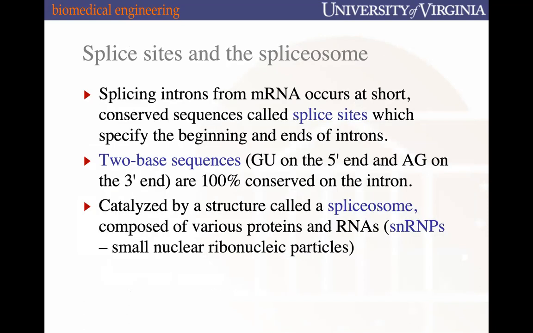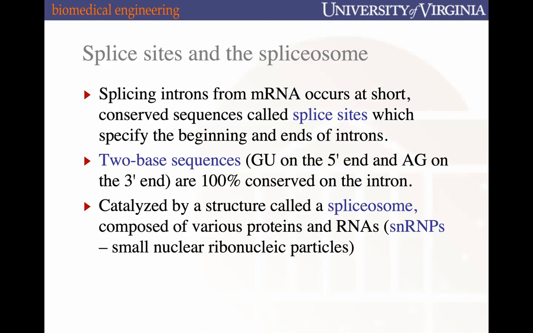So the splicing out of introns to form the mature mRNA occurs at specific sites that we call splice sites. These splice sites are, as you can imagine, at the beginning and end of each intron, and have two-base conserved sequences that denote where they are. For example, the 5' end of an intron is typically a GU sequence, and the 3' end is an AG.